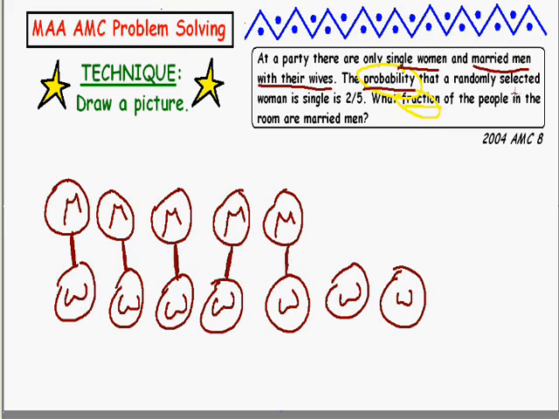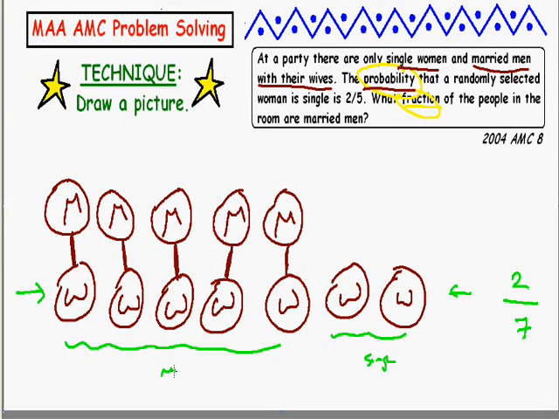Can I guess what probability means? Alright, so it's about a randomly selected woman. So if I looked at the women, here are the women. I've got at the moment 2 women out of 1, 2, 3, 4, 5, 6, 7. 2 out of 7 women are single. These women are single, these women are married. But watch out, it's 2 out of 7 women in my picture.